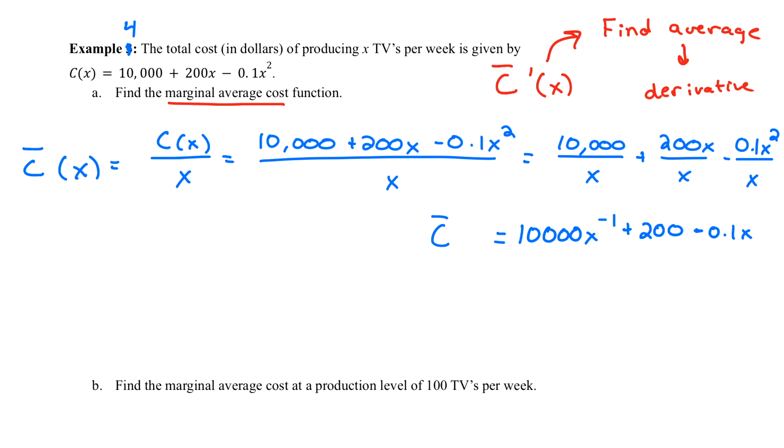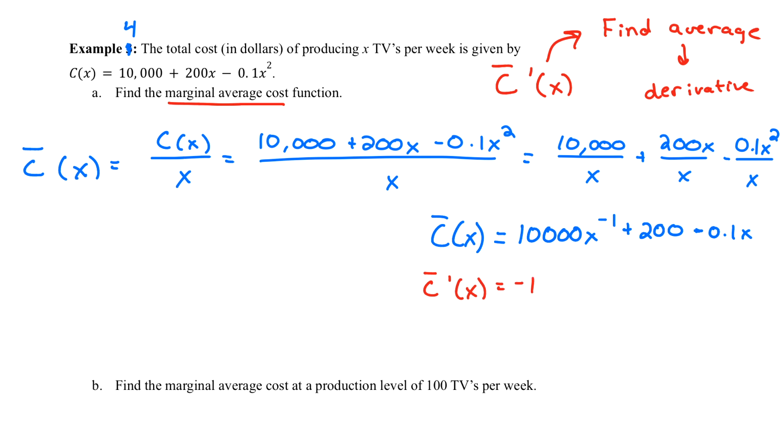So this is still C bar of x. I've just been rewriting my average function so that I can, in the next step, take my derivative. So now I have each of these terms separate. I can just use my power rule on each one of them. C bar prime of x is equal to, multiply by our power.